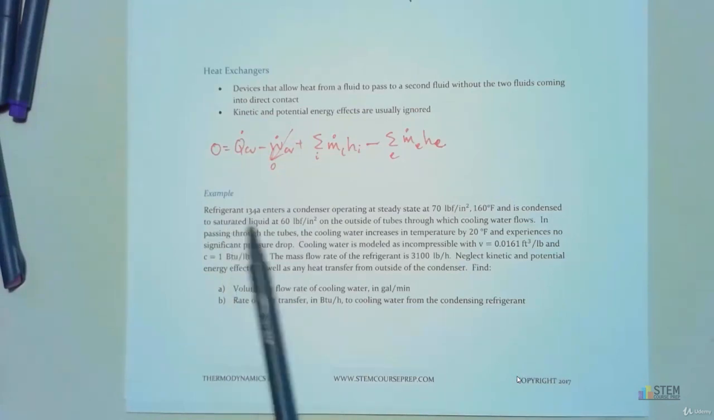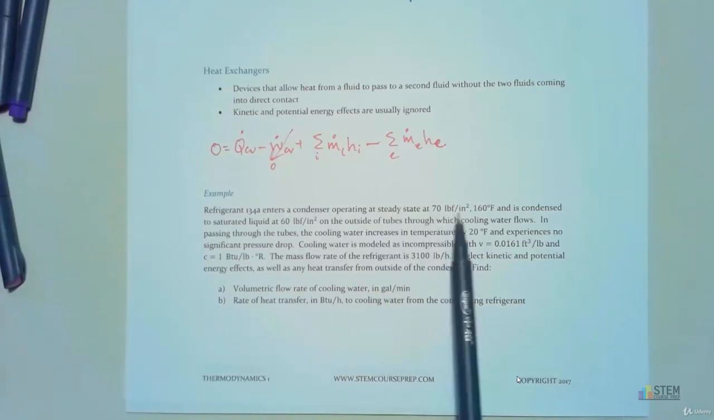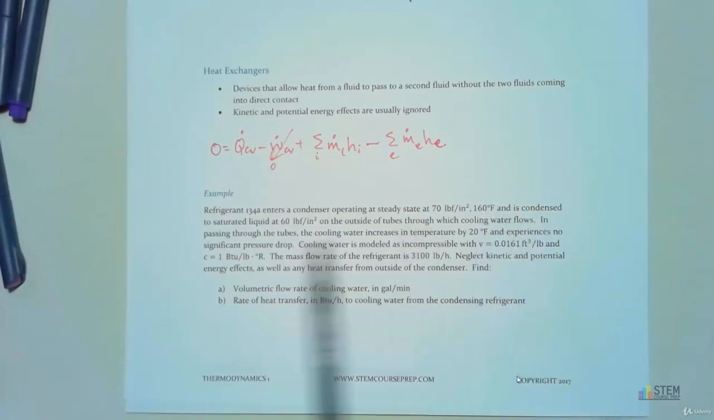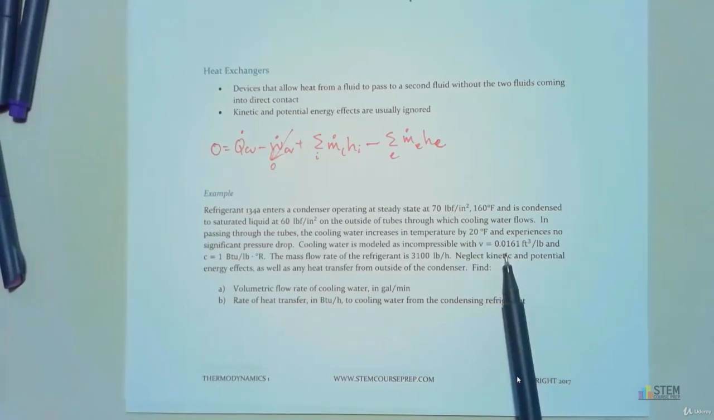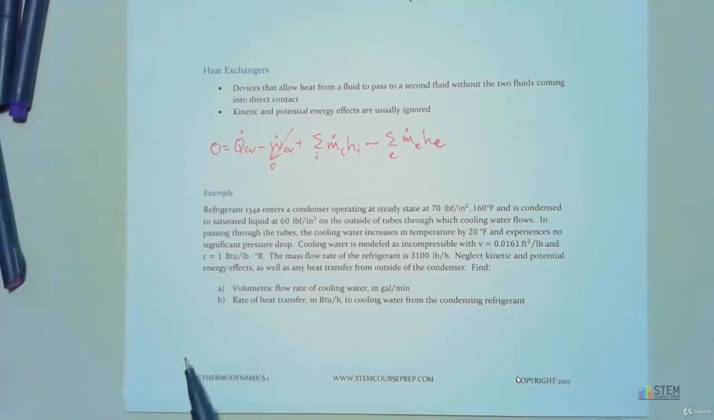We're going to have refrigerant. It's going to enter a condenser that's operating at steady state. Pressure is 70 psi, temperature is 160. It's going to be condensed to saturated liquid at a pressure of 60 psi on the outside of tubes through which cooling water flows. Now, in passing through the tubes, the cooling water increases in temperature by 20 degrees Fahrenheit and it experiences no significant pressure drop. Cooling water is going to be modeled as incompressible with a specific volume of 0.0161 cubic feet per pound, and we've got a specific heat of 1 BTU per pound degree Rankine.